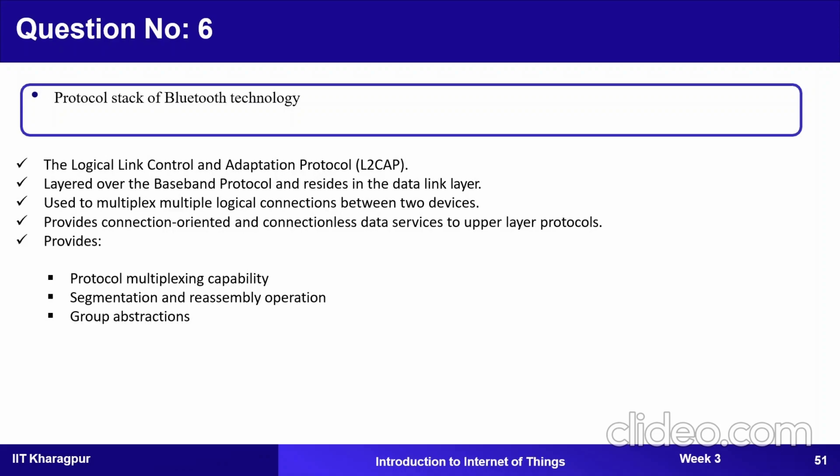Next is L2CAP. L2CAP stands for Logical Link Control and Adaptation Protocol. It is layered over the baseband protocol, which resides over the physical layer, and it resides in the data link layer. It is used to multiplex multiple logical connections between two devices and provides connection-oriented as well as connectionless services to the upper layer. It provides the capability of multiplexing, segmentation and reassembly operation, and group abstraction.